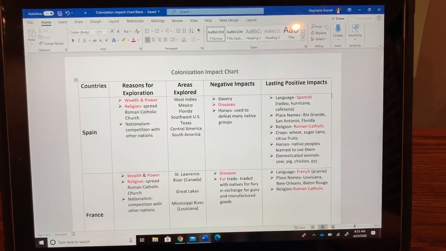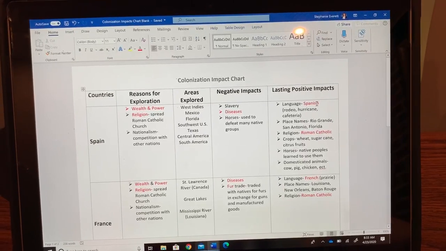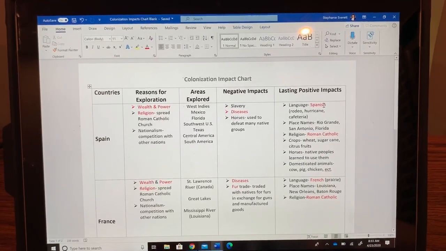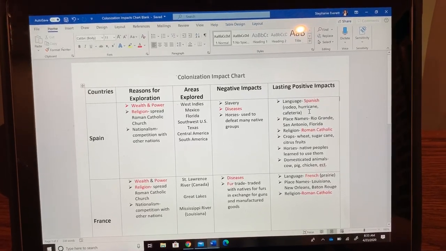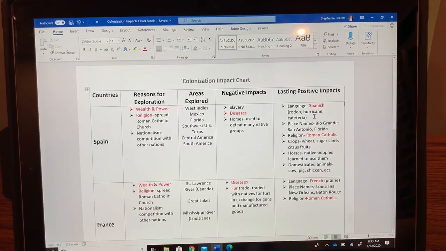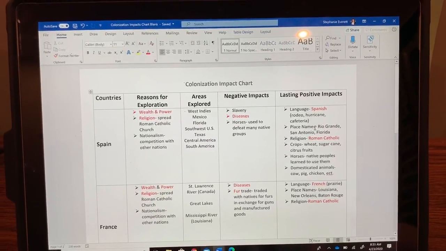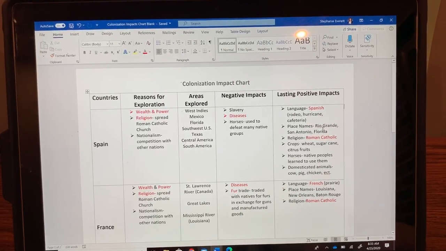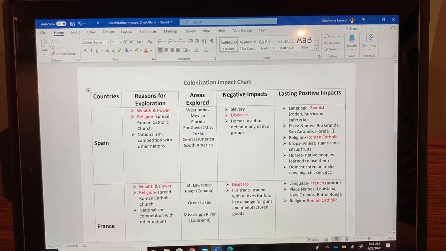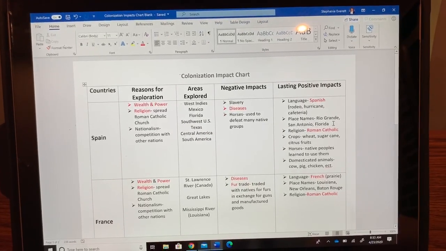All right, so let's go back to the top here with the positives. Spanish is the language that was brought by the Spanish, obviously. There are some words here that we have in our current English vocabulary that come from Spain. You also have place names like the Rio Grande, San Antonio, Florida that name came from Spanish language, so we can trace all of that back to Spain.